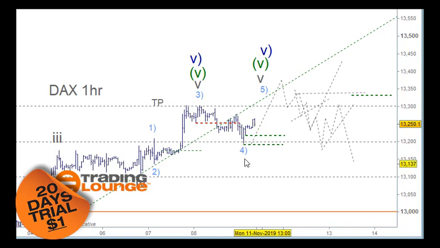But on the short side, if we do have 5 waves down here, well, then we can go at that just under the 200 area here for that.